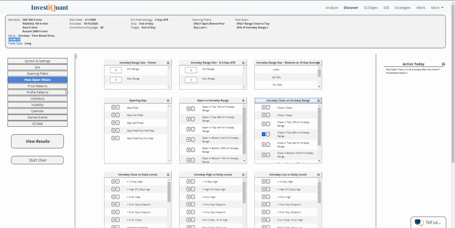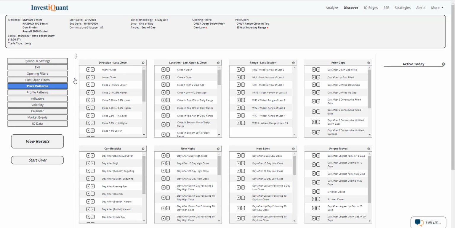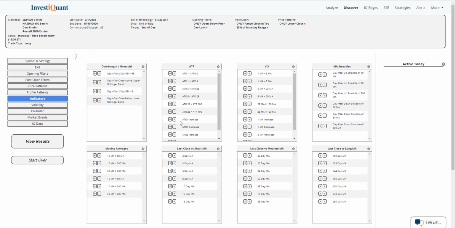And then I'm going to go into the price pattern section. I'm simply going to say yesterday was a lower close. So real simple study here, lower close yesterday. And then lastly, I'm going to put us in a bullish environment. So we're getting that pullback in a bullish environment followed by the strong action. So I'm going to put us above a 10-day simple moving average and above a 200-day simple moving average. Then I'm going to click View Results.